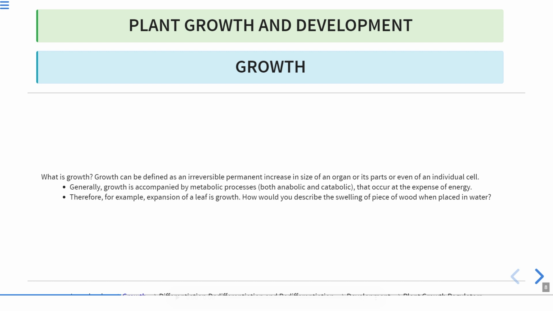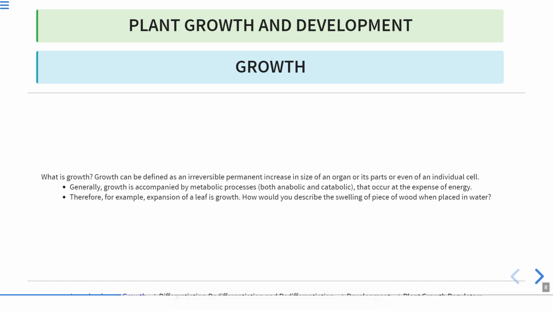So the wooden door that was opened and closed very easily earlier, now it doesn't open easily, and it doesn't get closed easily. This is just because of the swelling of the piece of wood. This is the swelling of the wood. And why does it occur? Because it absorbs the water.